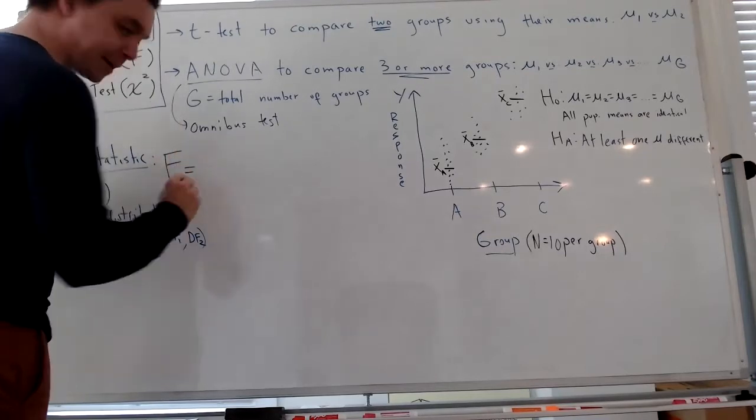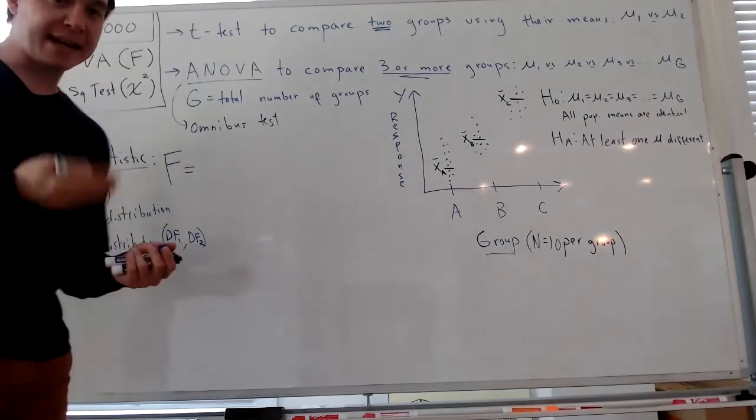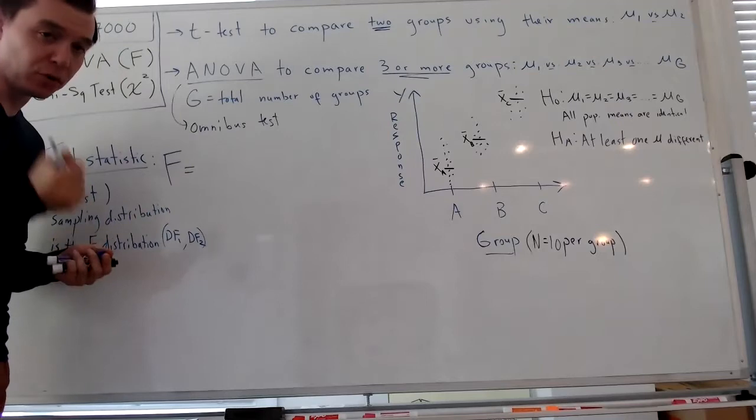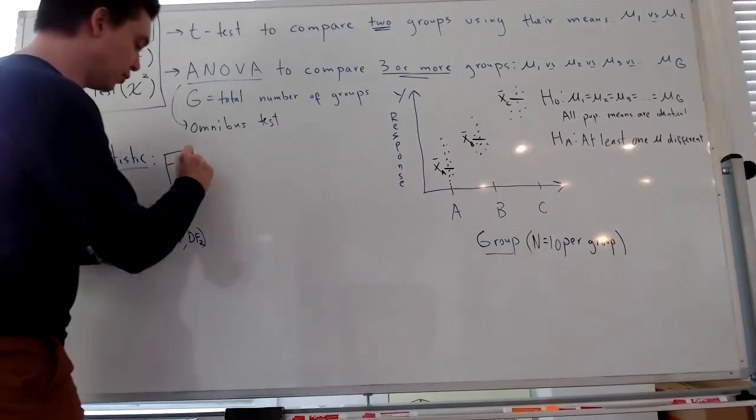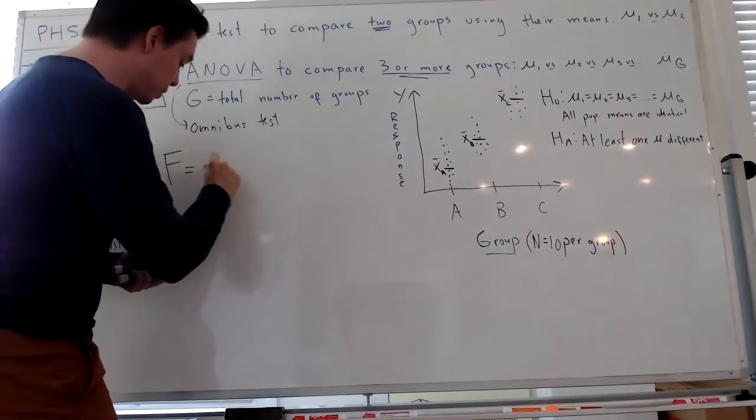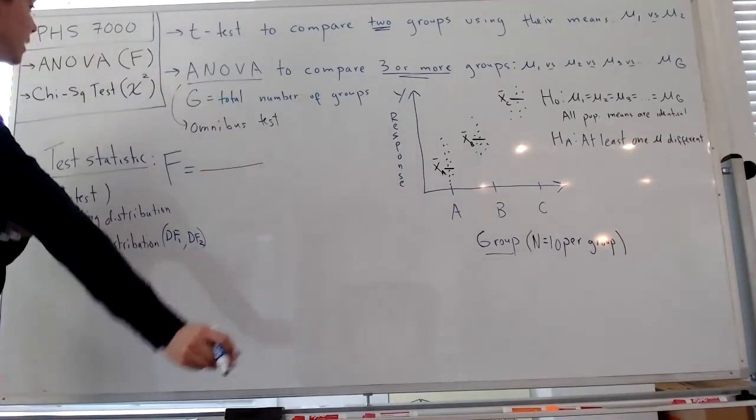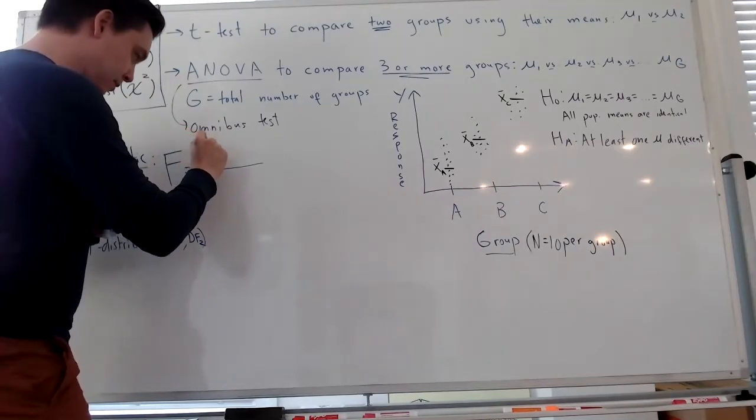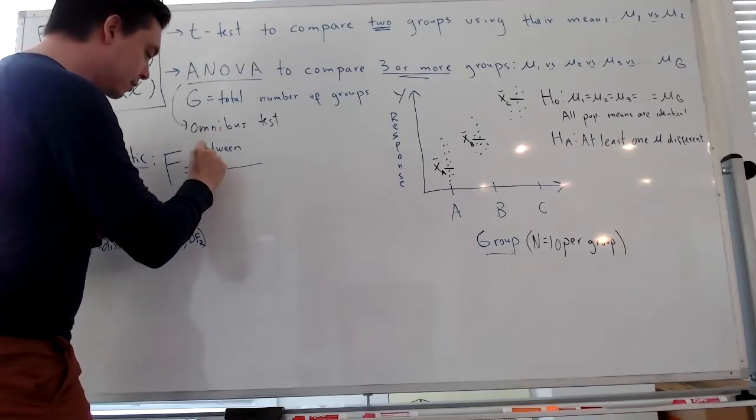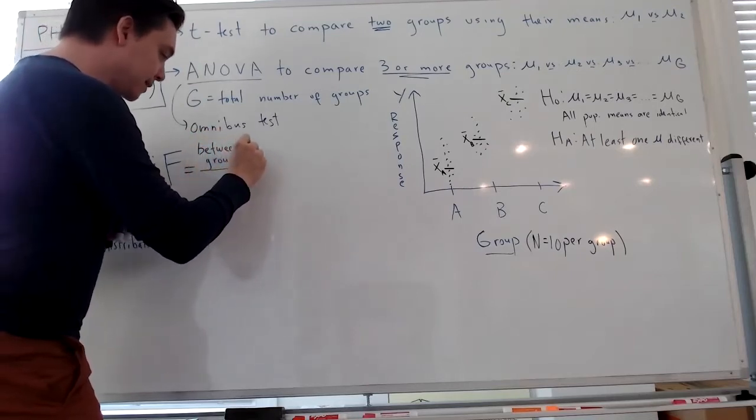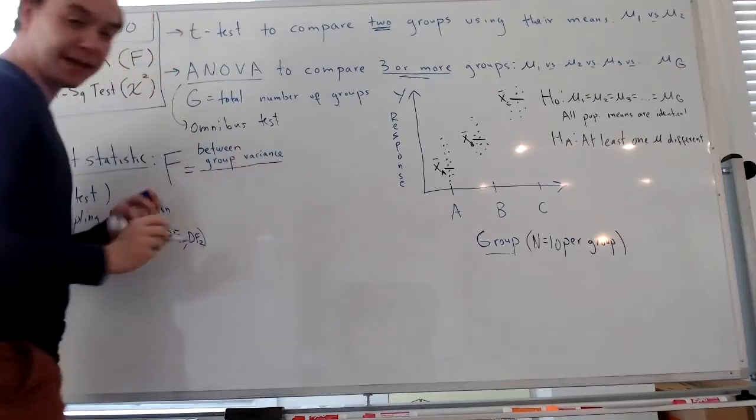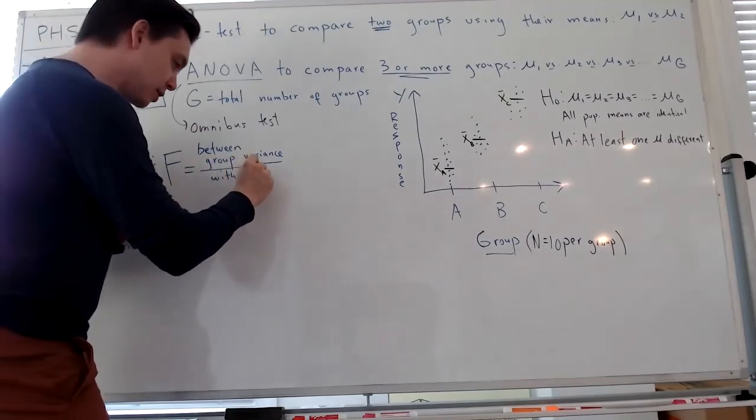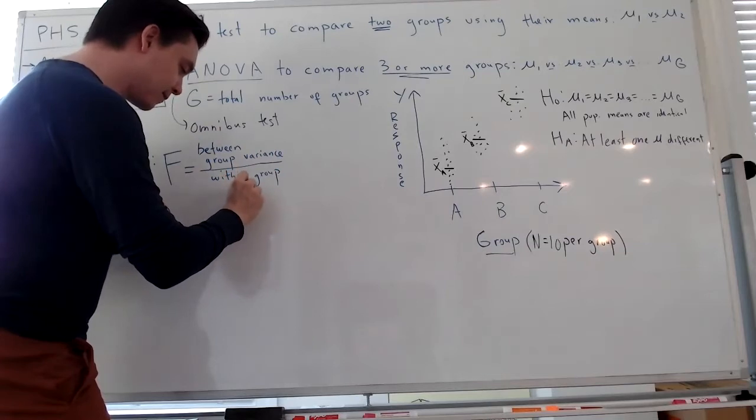Okay, so the first thing I want to do is focus on our intuition about how this F statistic is computed. Remember, as any test statistic, it is computed only using your observed data. So this ANOVA is a ratio. It's going to be a ratio of between group variance divided by within group variance.